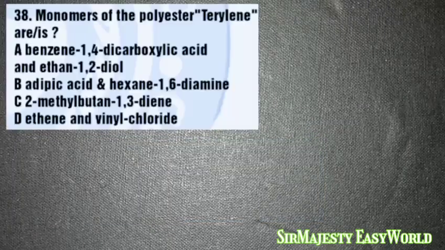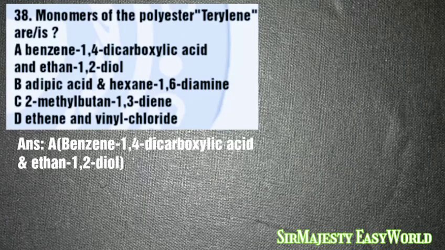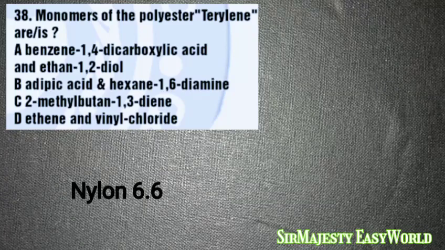Question 38 is A, that's benzene-1,4-dicarboxylic acid and ethane-1,2-diol. These are the monomers of the polyester terylene. Option B are the monomers of nylon 6,6.